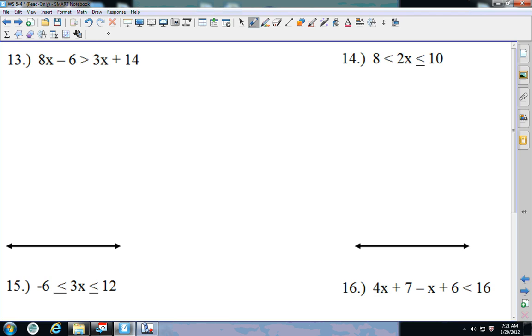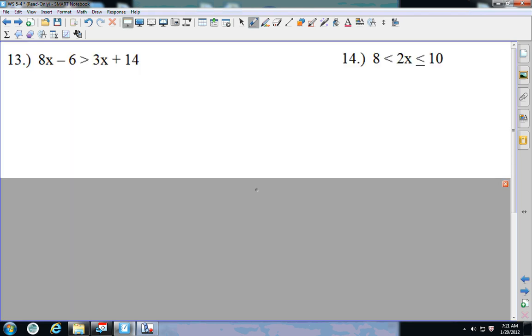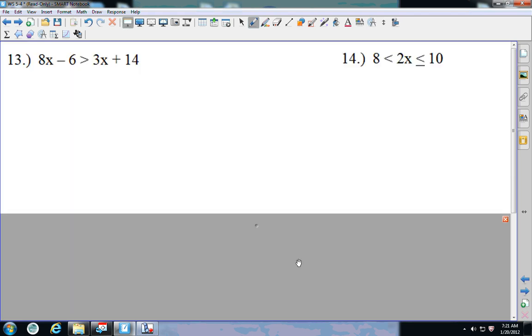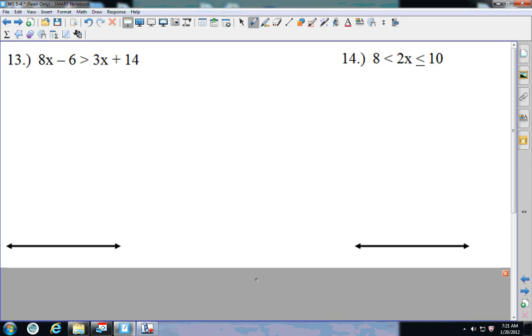Let's see here. Here are the next two. Right here, pause video, see if you can figure out what the answer is. Let's see. There's the number lines. On number 13, again, we have x's on both sides. So let's move this 3x over to the left.